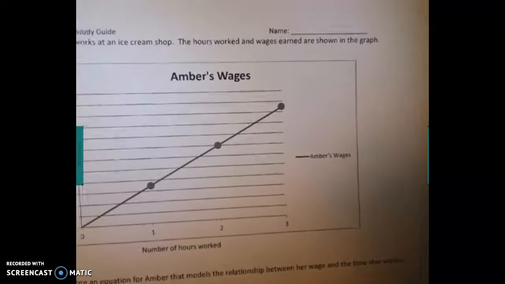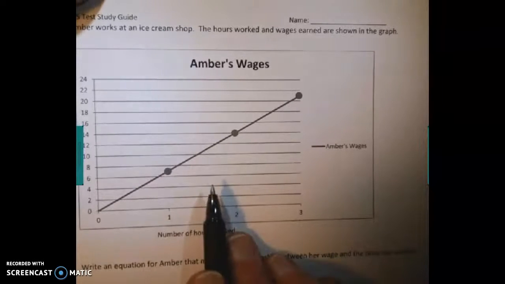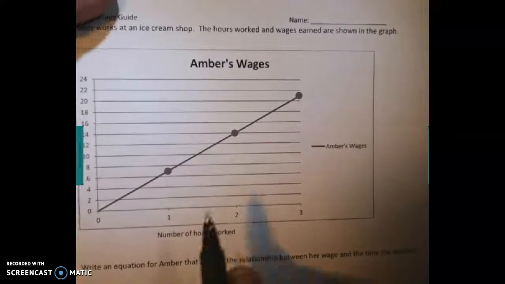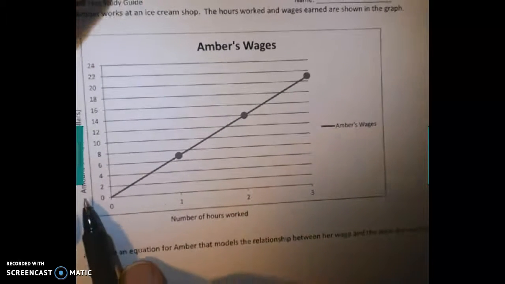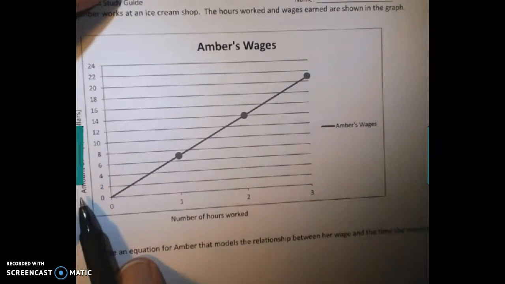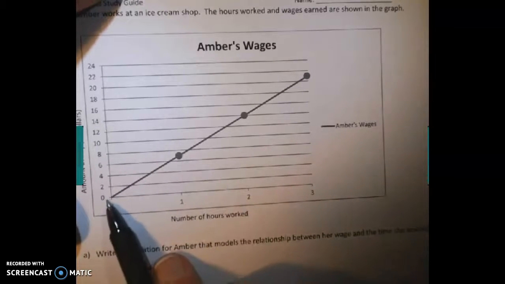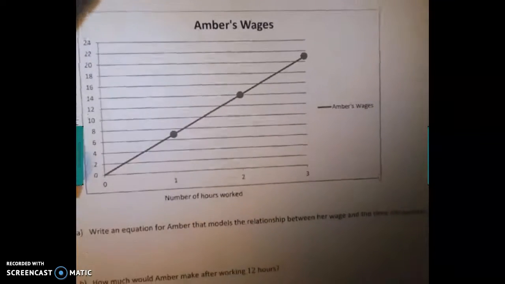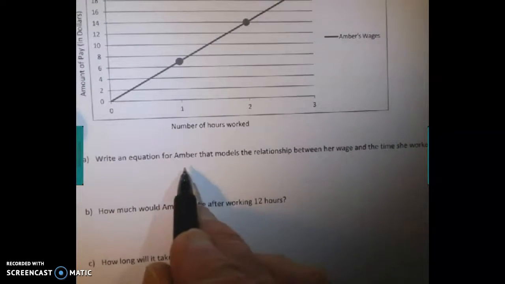Unit 5 Test Study Guide, question number 7. You have a graph of Amber's wages, and you can see that these are the number of hours worked, and this is the amount of pay that she is making. Graph, it's a proportional relationship since it goes through the origin. Question A is write an equation.